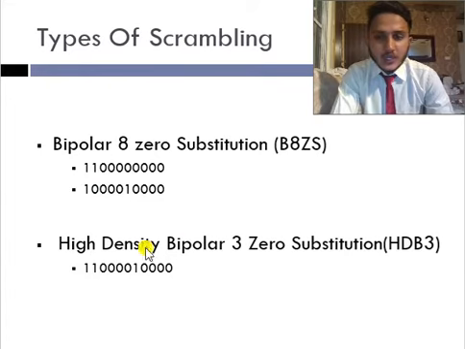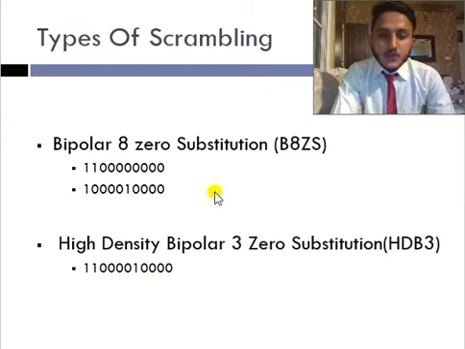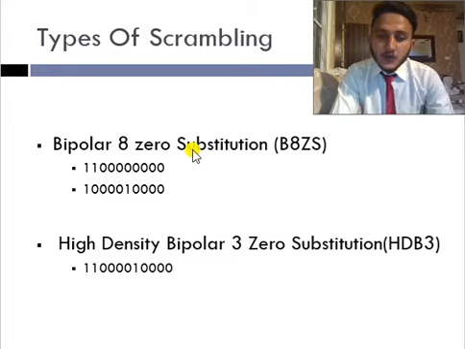And in the second example, high density bipolar 3-zero substitution, we use it when we have 4 consecutive zeros, like in this example. In both types of scrambling we use the same approach as AMI, but the difference is that when we have 8 consecutive zeros we use bipolar 8-zero substitution, and when we have 4 consecutive zeros we use high density bipolar 3-zero substitution. Now let's discuss these types of scrambling in detail.